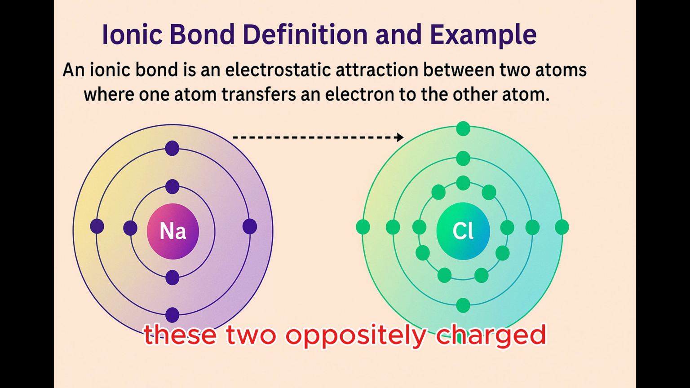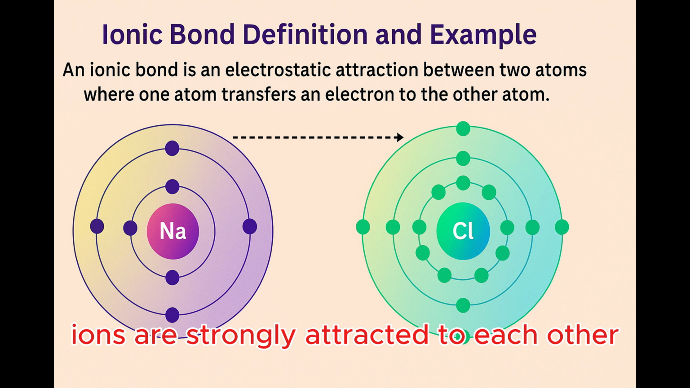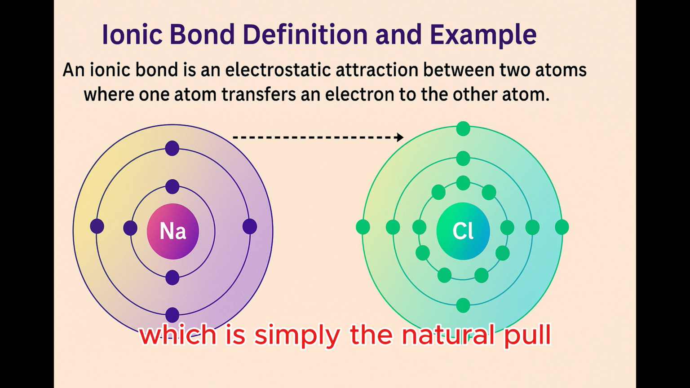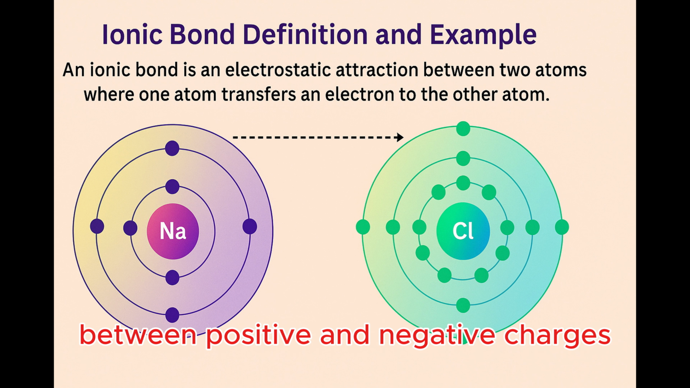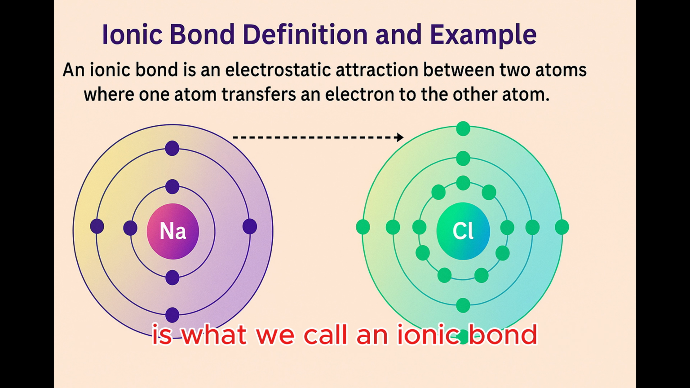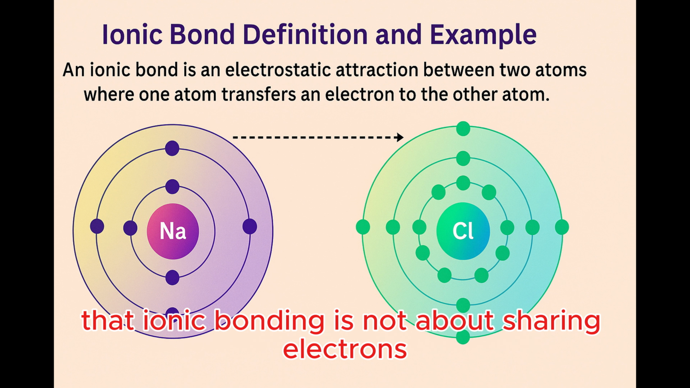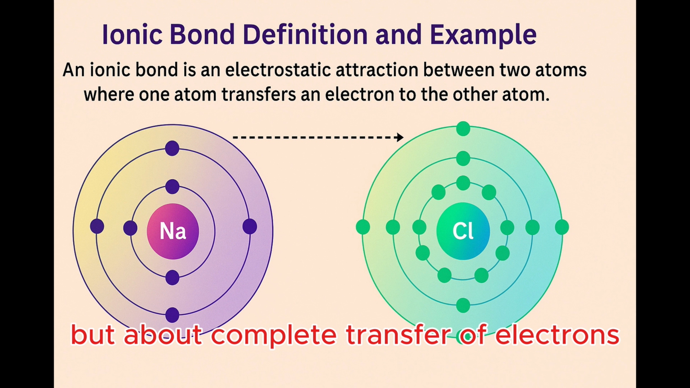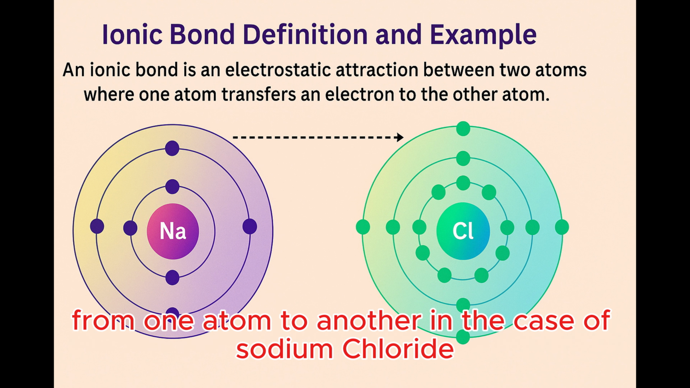These two oppositely charged ions are strongly attracted to each other due to electrostatic force, which is simply the natural pull between positive and negative charges. This strong force of attraction is what we call an ionic bond. It is important to understand that ionic bonding is not about sharing electrons, as in covalent bonding, but about complete transfer of electrons from one atom to another.